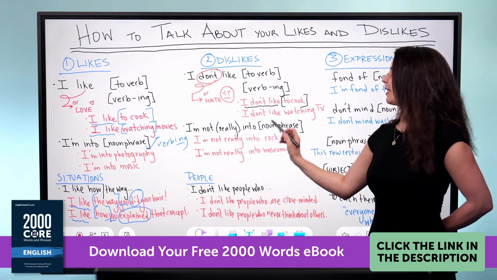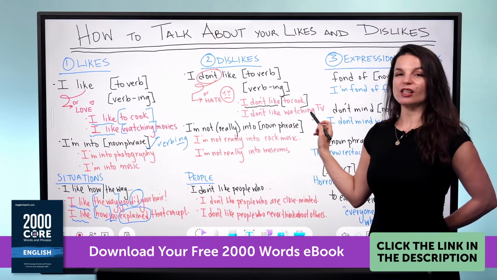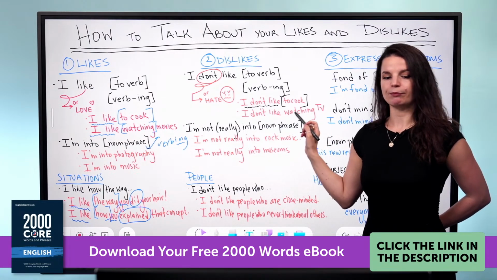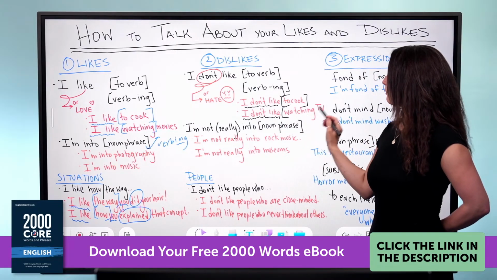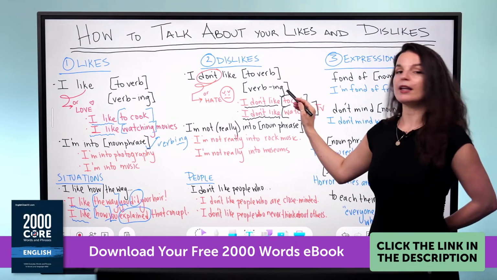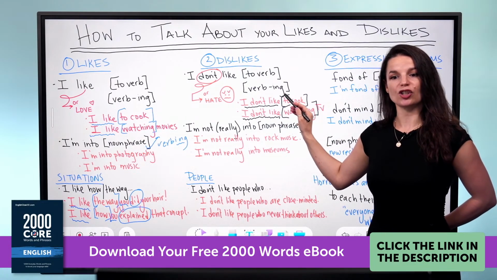Okay? Second example, I don't like watching TV. In this sentence, I don't like plus our verb in the ing form. I don't like watching TV.